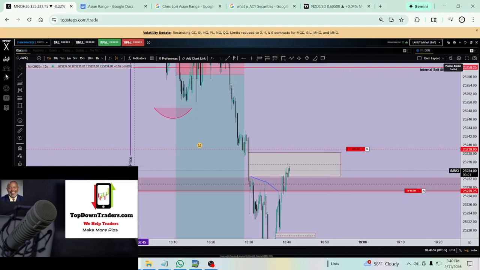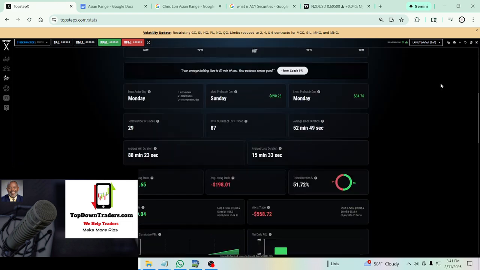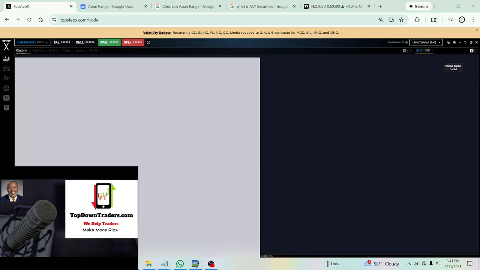So what did we end up with? Let's see where we are. We're in the red. I don't like that. I like to see green days. But that trade so far out of 4 trades, $227. 1, 2, 3 days, $1,000 for a few hours worth of work, which is not bad.